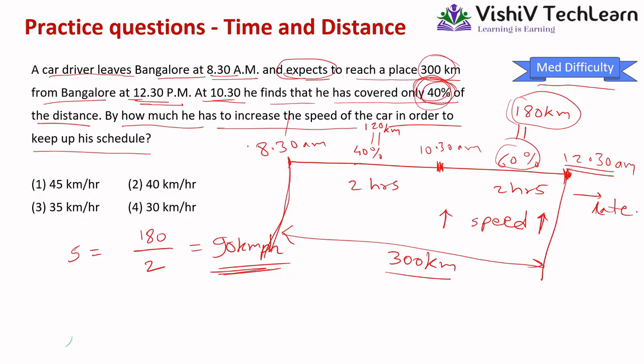But the question is, how much does he have to increase the speed? So already there is some speed of the car and he has to increase the speed. So how much does he have to increase? So this 90 is not the final answer.